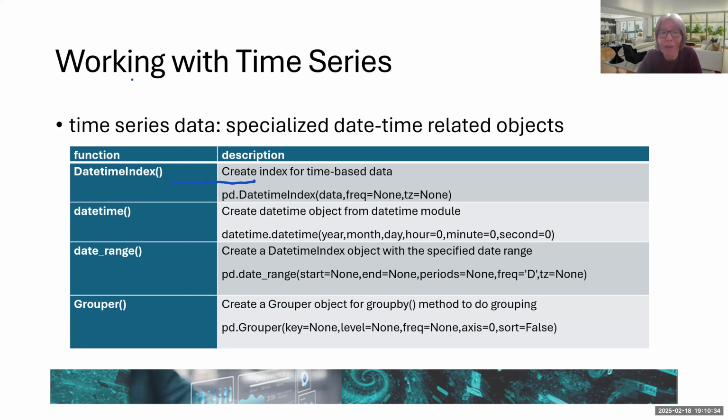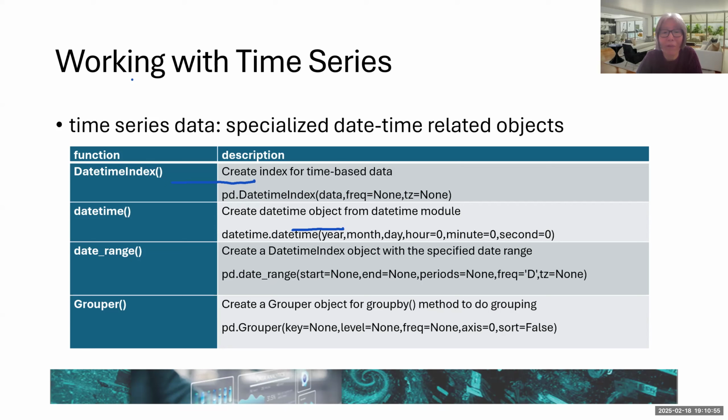Second is datetime. Datetime creates a datetime object from the datetime module, and we will see that. The third is date_range. It creates a DatetimeIndex object with the specified date range. So you can specify, okay.